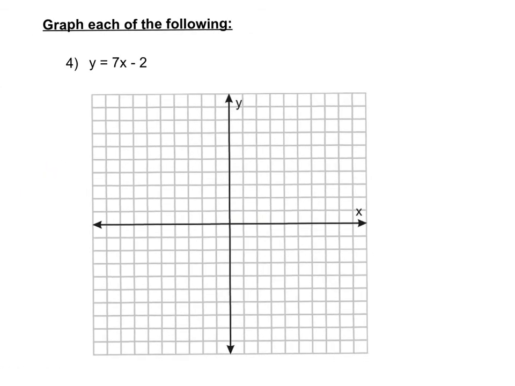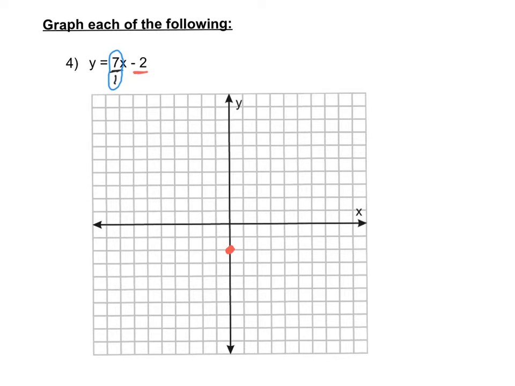Guess what? This one is already in slope-intercept form. So I'm going to take a look at my intercept, -2. I'm going to go down 2, put a big fat dot right there. And then I have a slope of 7. Remember, if you want to make that a fraction, just so you can really see the slope, 7 over 1. Okay, there's my slope. Don't worry about the x, just worry about the number.